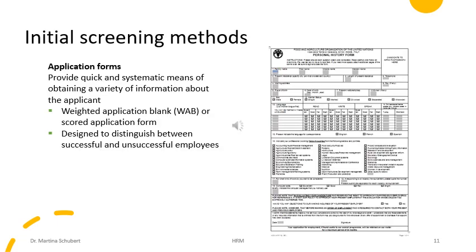Application forms provide a fairly quick and systematic means of obtaining a variety of information about the applicant, such as whether the applicant met the minimum requirements for experience, education, and so on. For example, McDonald's uses a form that is quite brief but asks for information that is highly relevant to the job performance.